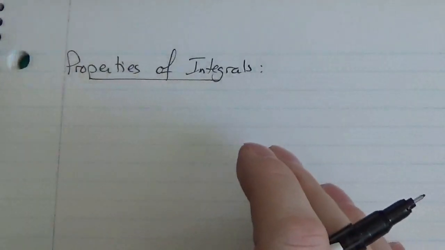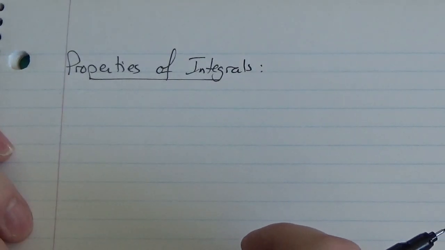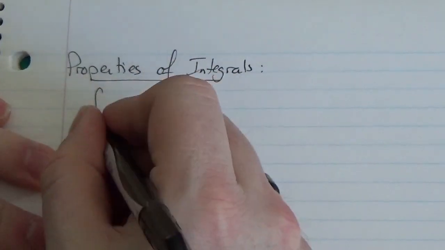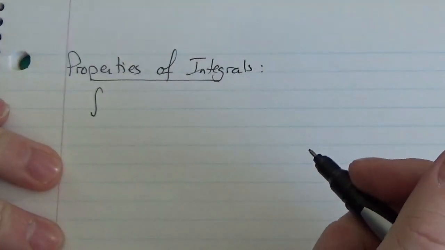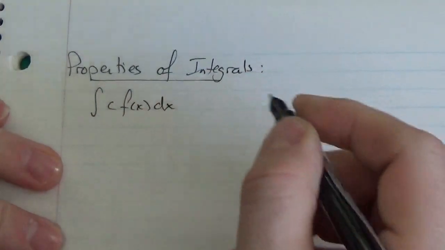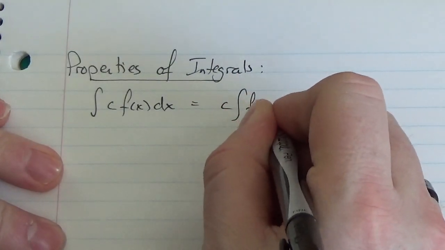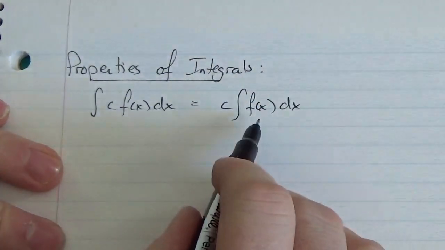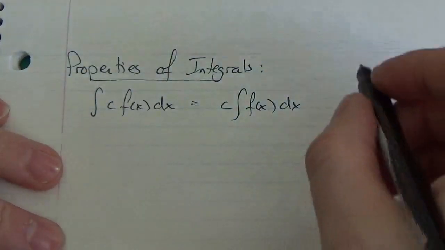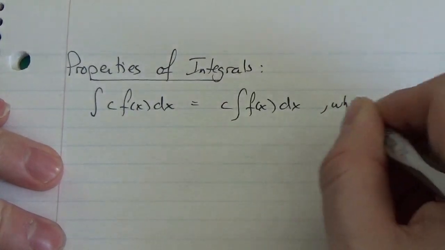Okay, so I'm just going to write down a couple of properties of integrals that I really want you to know here. First of all, if you've got the integral, and it can be definite or indefinite, and you've got some sort of constant multiplied by your function, I can actually just take that constant out, take the integral of f of x dx, and then multiply that by that constant afterwards. So that's true, where c is a constant.